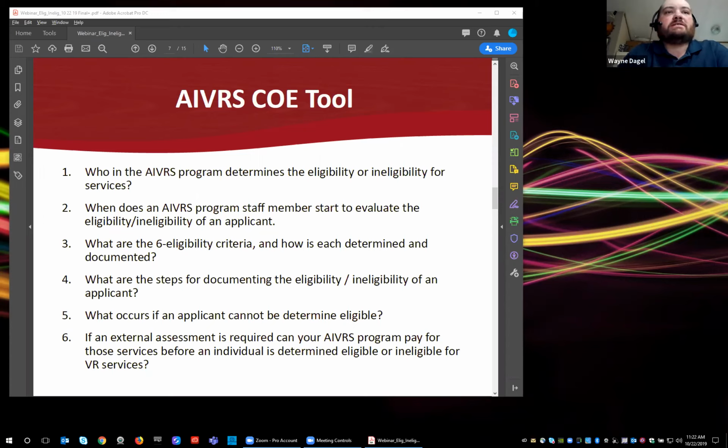So number 2, when does an AIVRS program staff member start to evaluate the eligibility and ineligibility of an applicant?